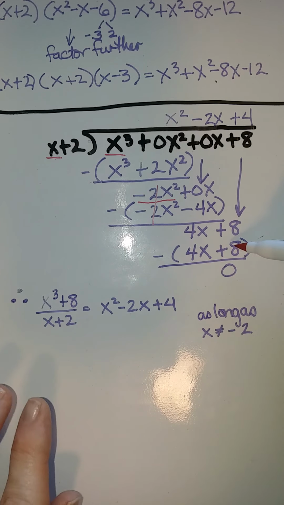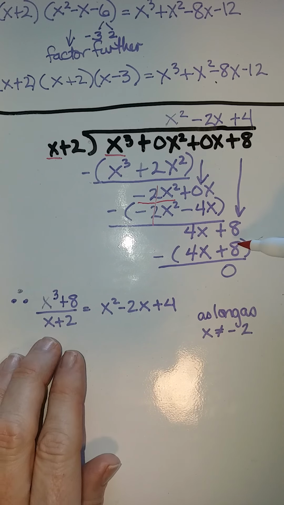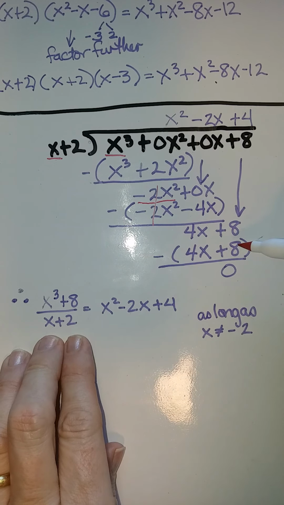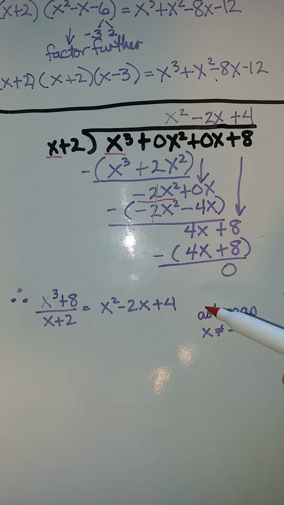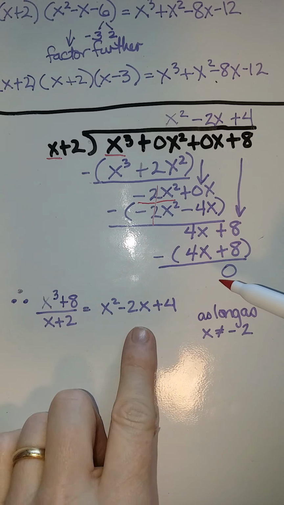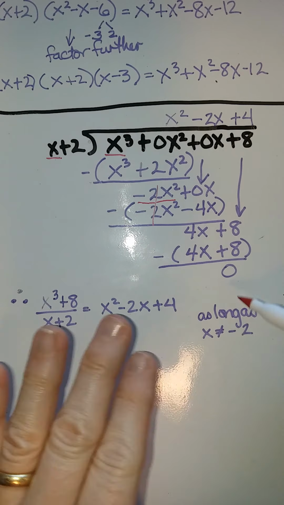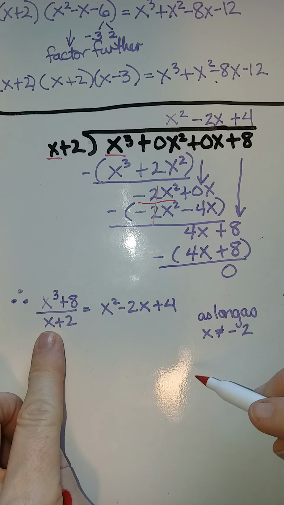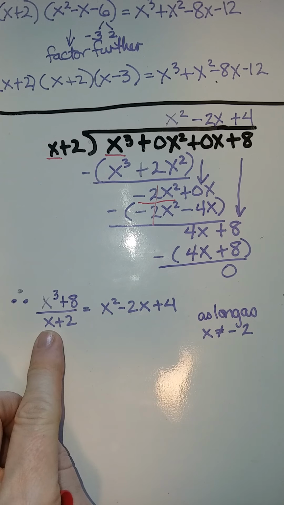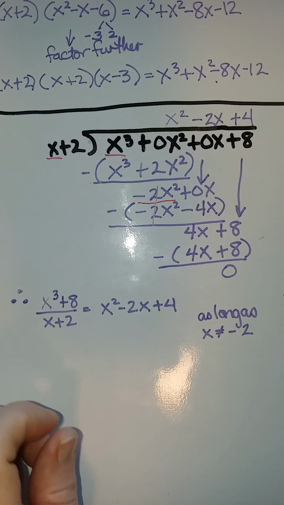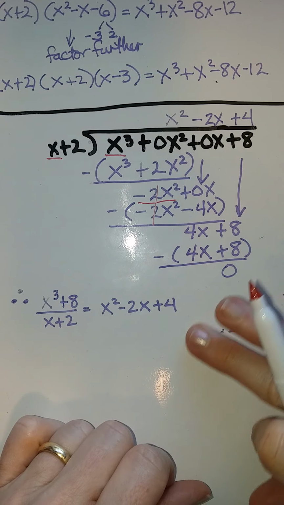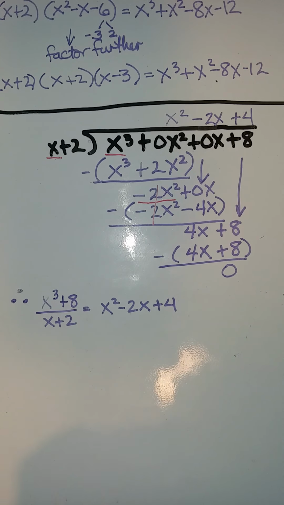So here we have a good answer for something that looks complicated. We might be able to factor this again, but I'm not going to right now. If this was a function also, we'd also have to reconcile the fact that there's an excluded value here where x can't be negative 2 because again that would make this undefined. I hope that helps.